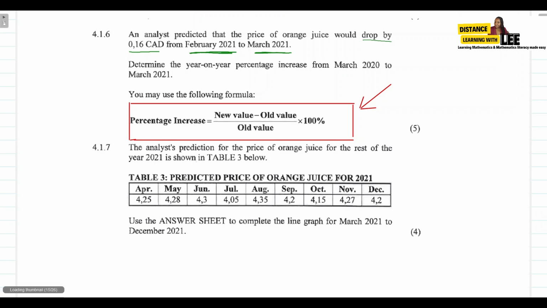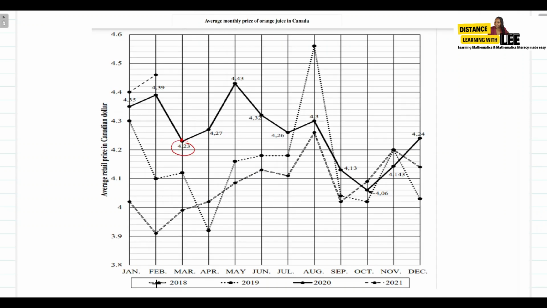Okay, so let's have a look at our graph. What is the average retail price in Canadian dollars of the orange juice in February 2021? The price for February 2021 is on that point there. So we basically need to figure out what that amount is, which means we need to figure out how many units we are going up by.